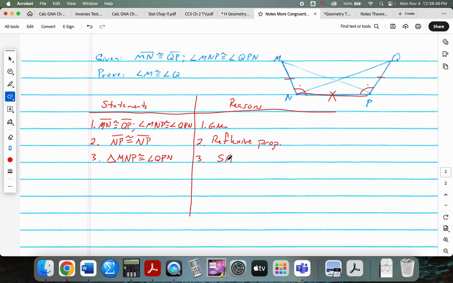This is side angle side. Wait, is it an angle or a triangle? Oh, triangle, sorry. I was talking too much and not concentrating on what I was writing.